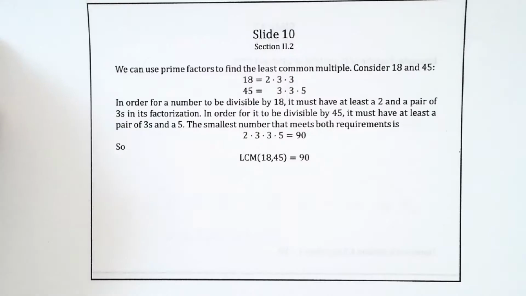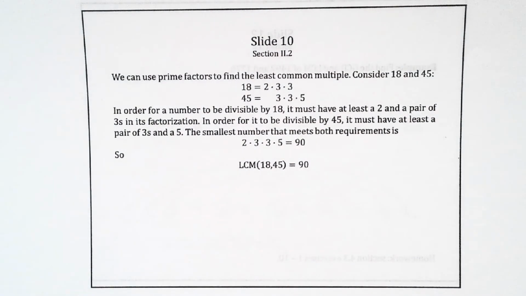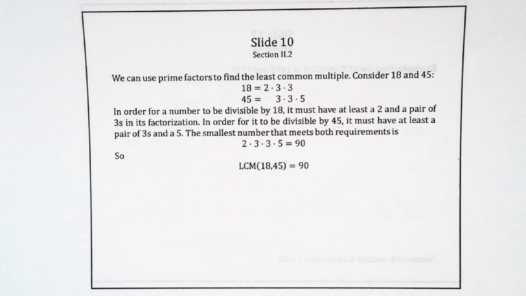Okay, so like I said a moment ago, we can kind of shorten the work if we use prime factorizations. So let's think about 18 and 45. 18 is 2 times 3 times 3. 45 is 3 times 3 times 5.